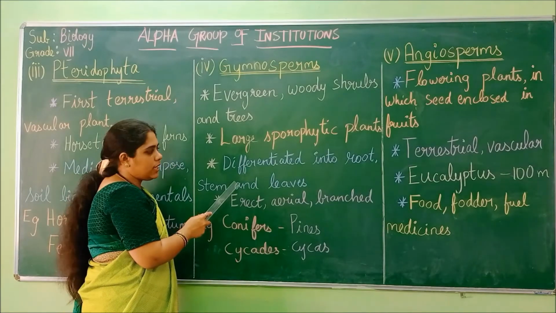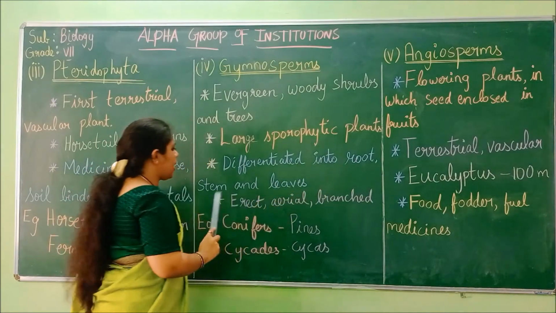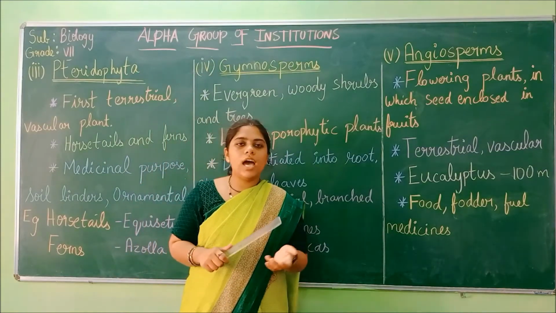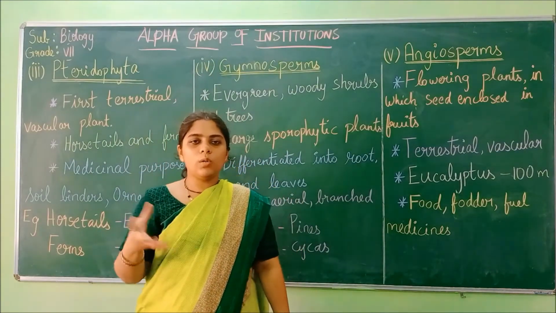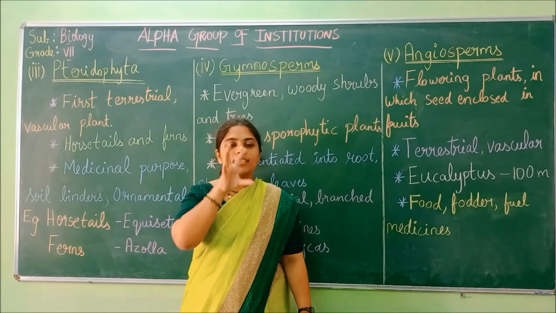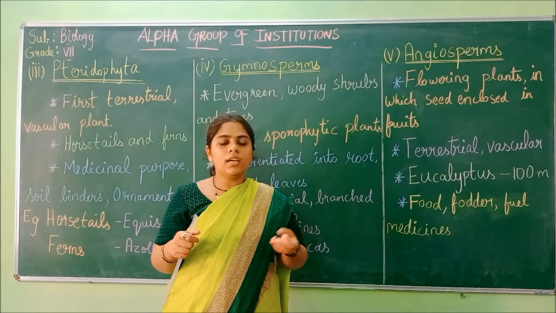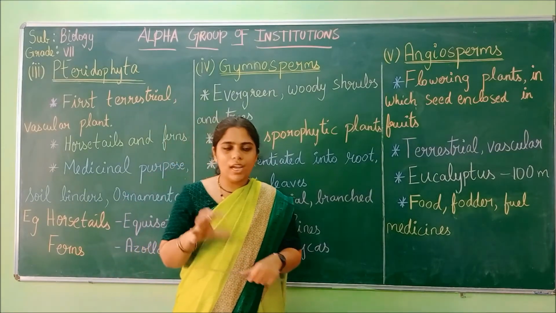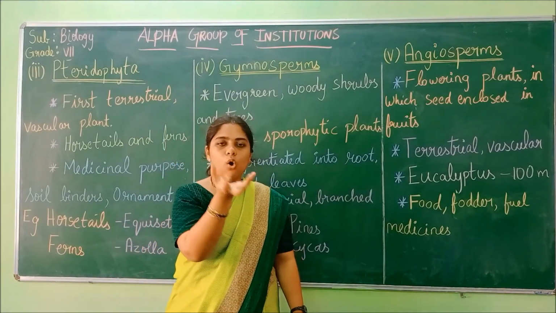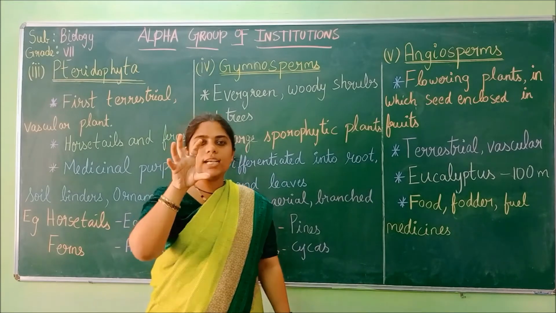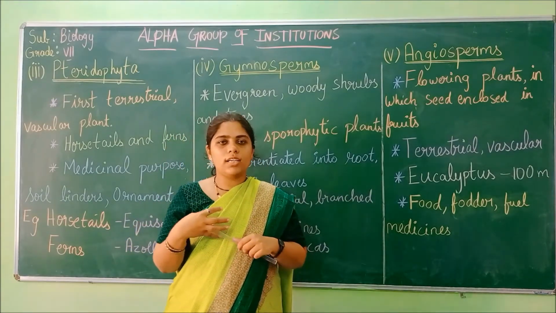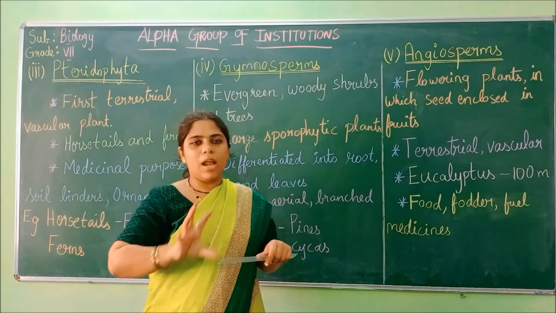Next is, it is differentiated into root, stem and leaves. If you remember Thallophyta and Bryophyta, what we would have learned, the thallus. Does it have leaves or stems? No, it does not have anything. It is a whole mass, a single mass of cells. So it is called thallus. That is the plant body.